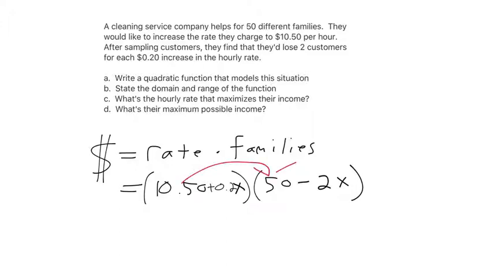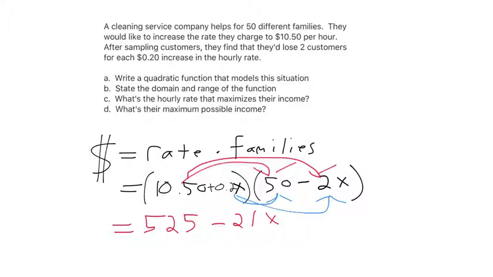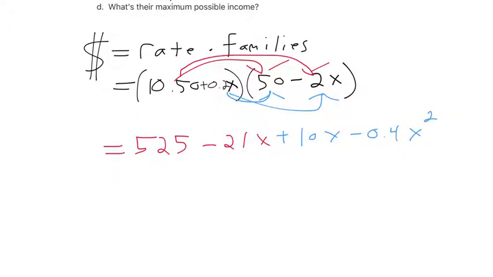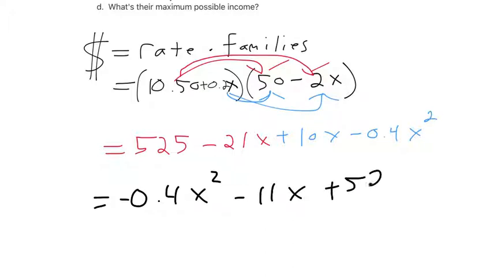So multiply $10.50 times 50 and $10.50 times negative 2x. And then we've got to make sure we multiply this guy to everything in the other parentheses: 0.2x times 50 and 0.2x times negative 2x. And so standard form of a quadratic, we usually write it in descending powers. So we'll say this is negative 0.4x squared, minus 11x plus 525.